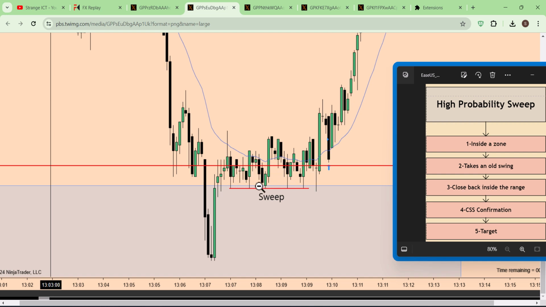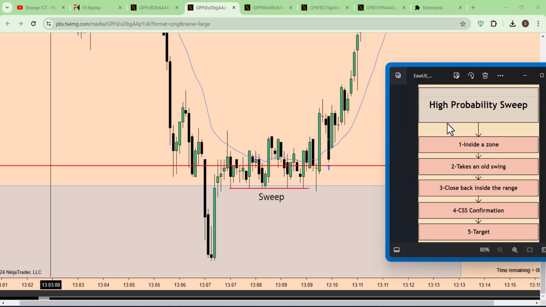We have 1, 2, 3, 4, 5, 6 equal lows. This is insane, and you can obviously expect price to run these lows before continuing higher, and we do have that here. So let's run this list once again on this fractal. We are inside the zone, right? We are inside that zone. We did take an alt swing, all these alt swings right here. Price was trading high right here, and then one more time sweeping all these alt swings, all these alt lows.